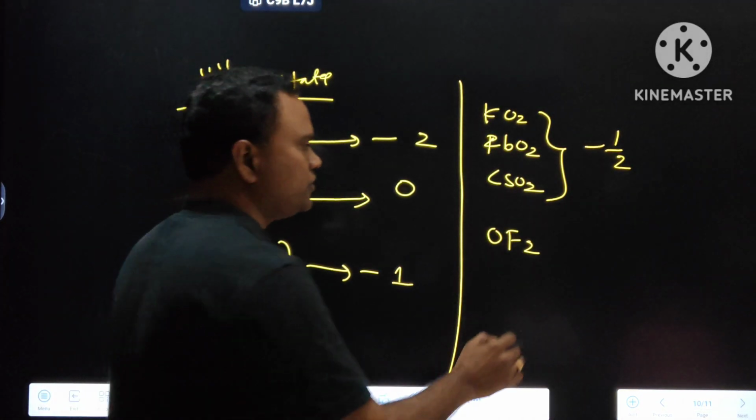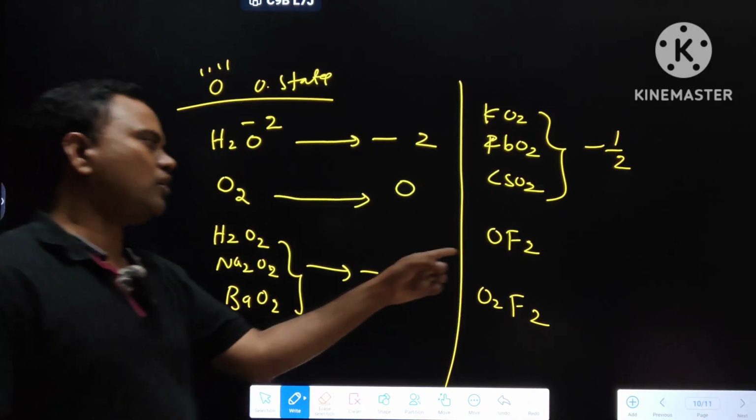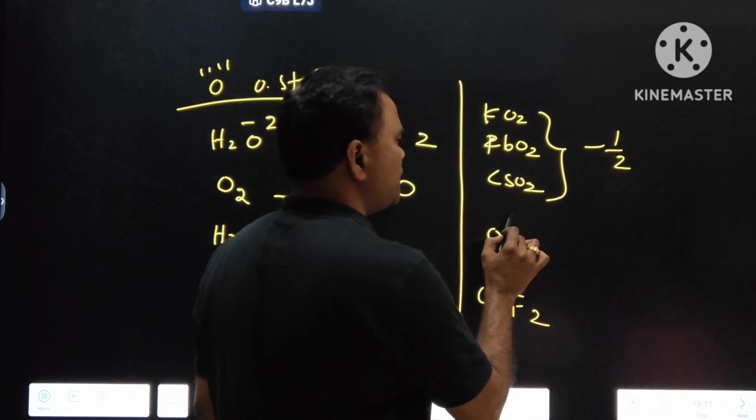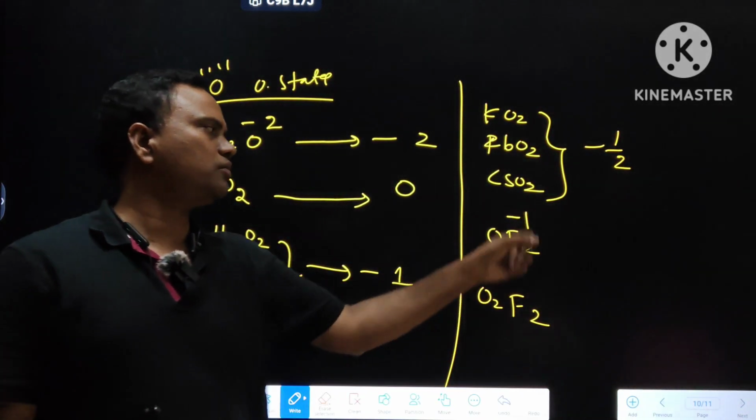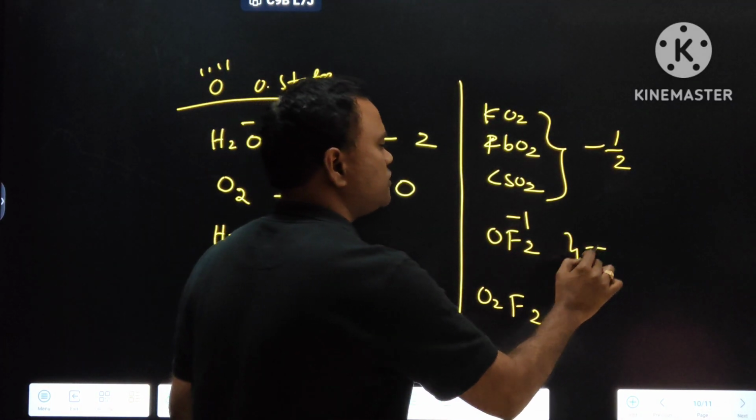In OF2, oxygen difluoride, and O2F2, dioxygen difluoride. Here, fluorine is -1, right? 2 into -1 is -2. Net should be 0. So what do you have to take? +2. Oxygen is +2 here.